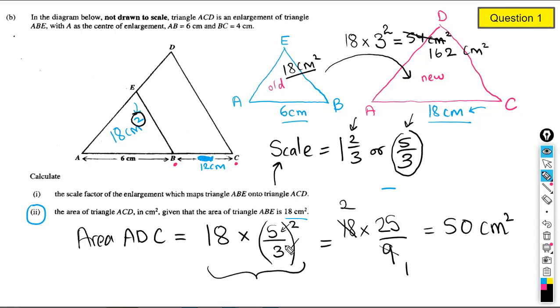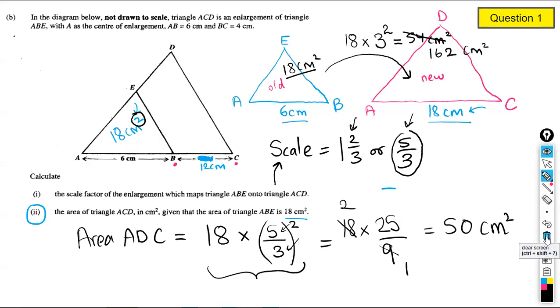All right, so what I want to do now is take this same question and make up my own question and see if I could pull a small trick on you. In case you're wondering, the name of this topic is similar triangles.